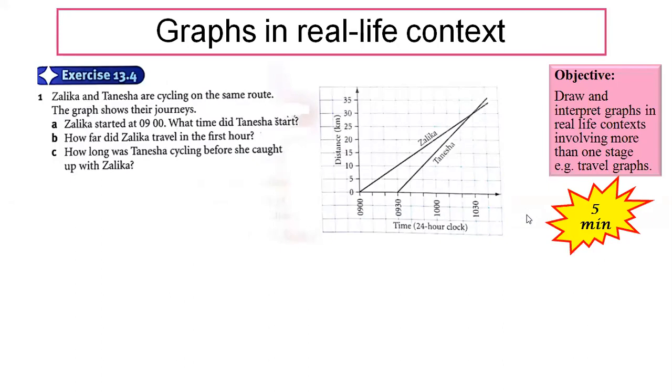Now, on the x-axis, we have the timing. It shows the time in hours. So this is 9, 9:30, 10, 10:30, and the distance in kilometers, 5, 10, 15, 20, 25, and so on.